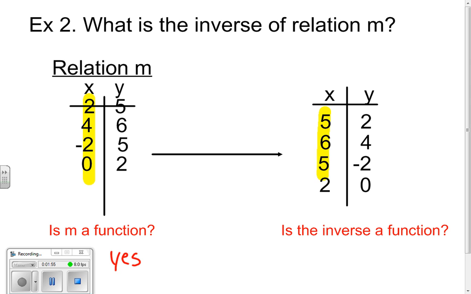Take a look at the inverse. You'll notice there are two 5s. There's a 5 there, and there's a 5 there. Because this 2 doesn't match that -2, this is not a function. So they would be inverse relations, but not inverse functions, because the inverse doesn't count as a function.